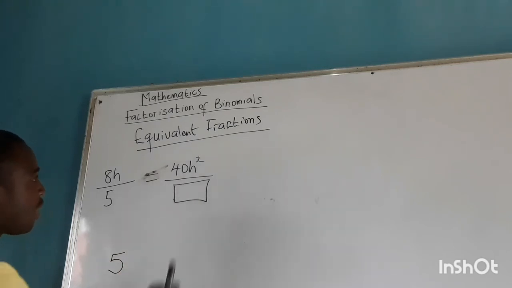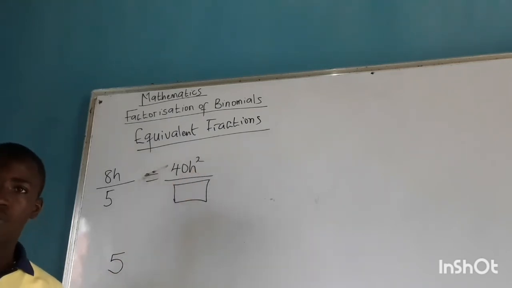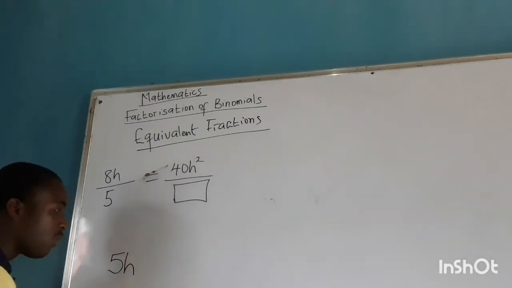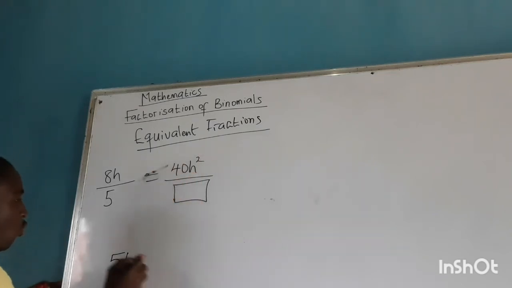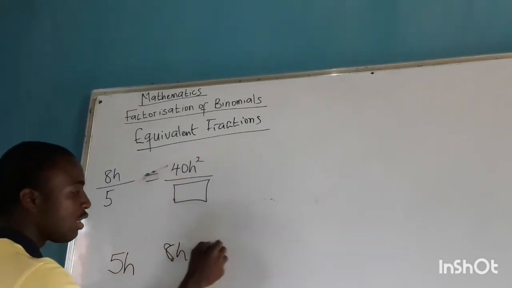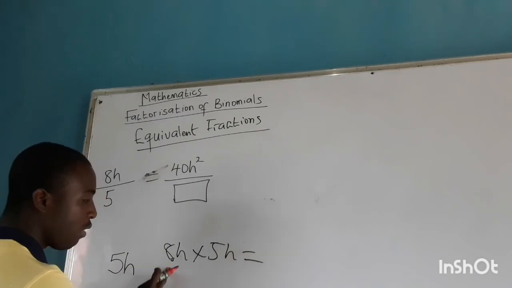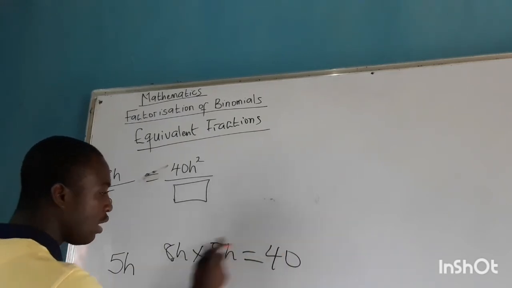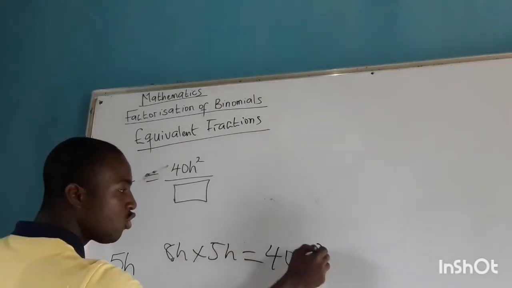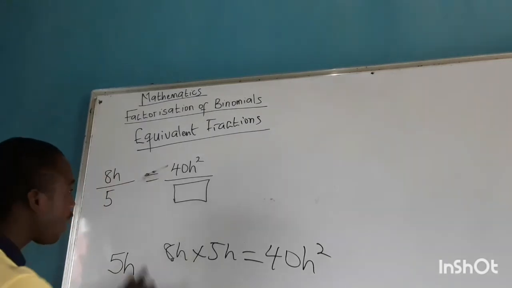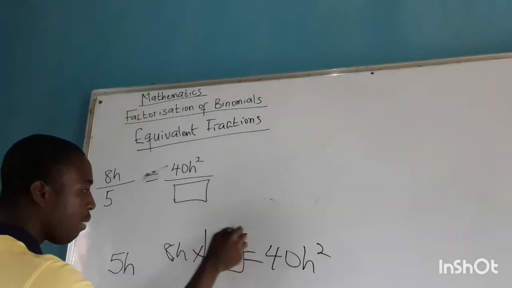How did they get 40? How did they get h squared? There was only one h. To get the other h, multiply by another h. So when you add h here, you get this. Which means 8h times 5h will give us the thing. 8 times 5, 40. h times h, h squared. So the only thing they do here is to multiply whatever they have here by this.